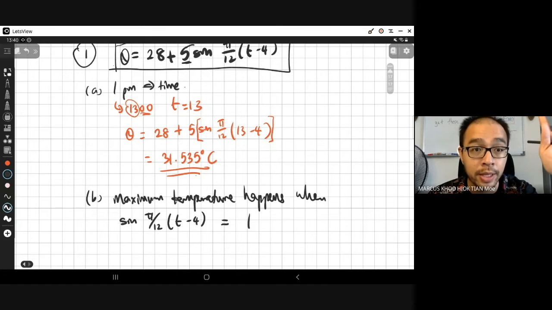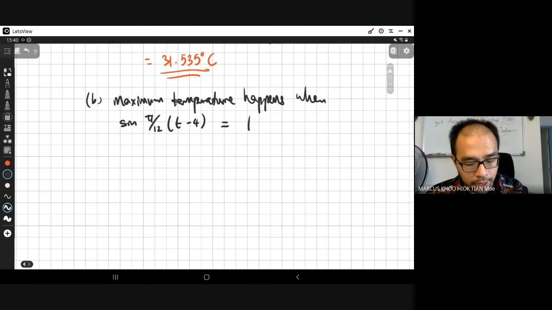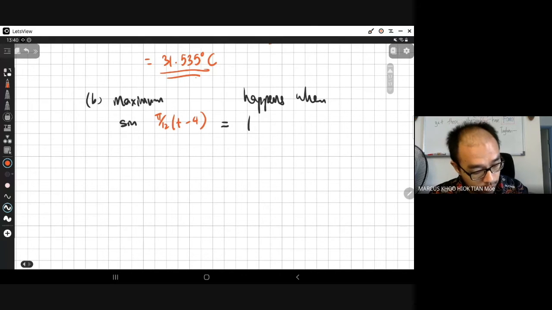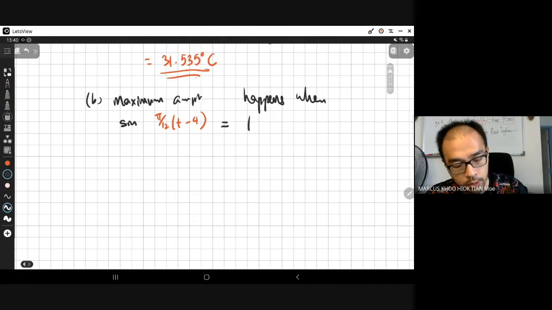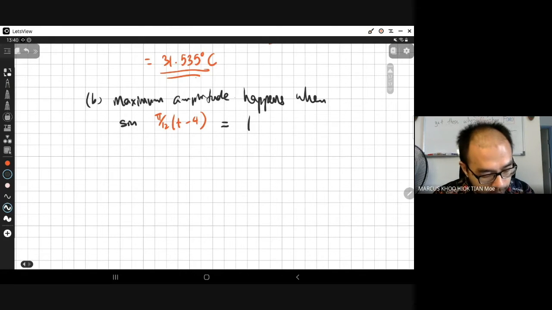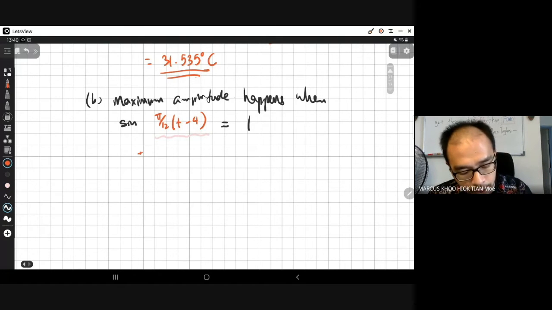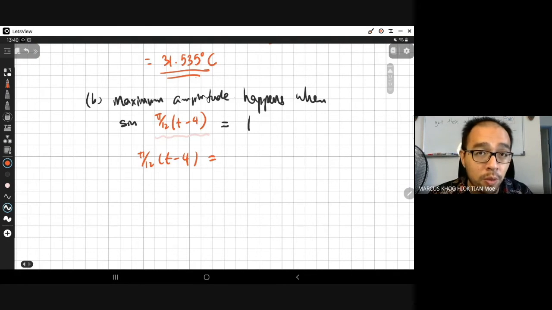Okay, so if I give you this, let me redraw this so that it looks like something we're very familiar with. Pi over 12 t minus 4, this way. Sorry, maximum amplitude. Now assuming that this whole thing is an angle, can we find the value of the angle? Pi over 12 times t minus 4 equals to, how do we find? What do you think we need to do?